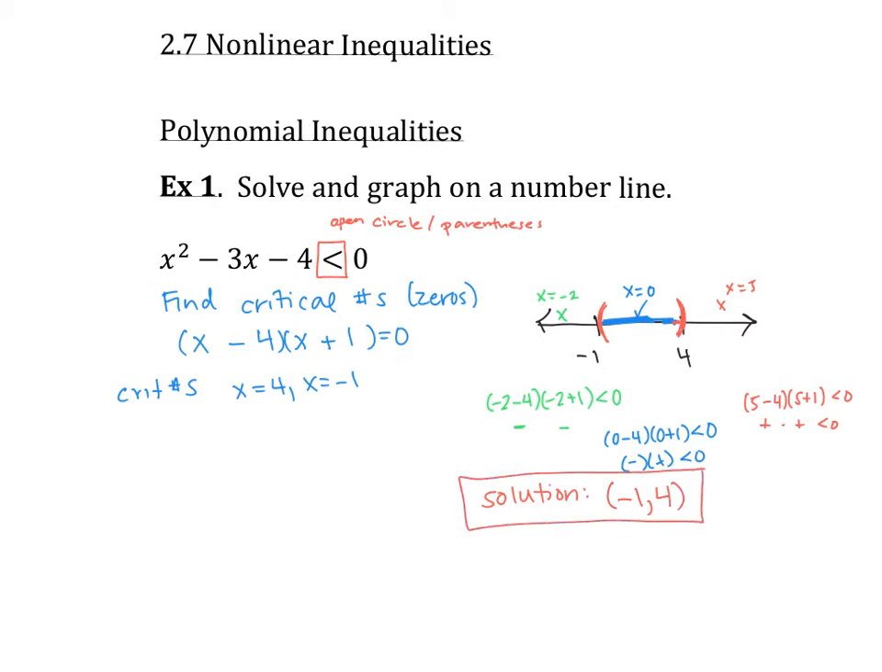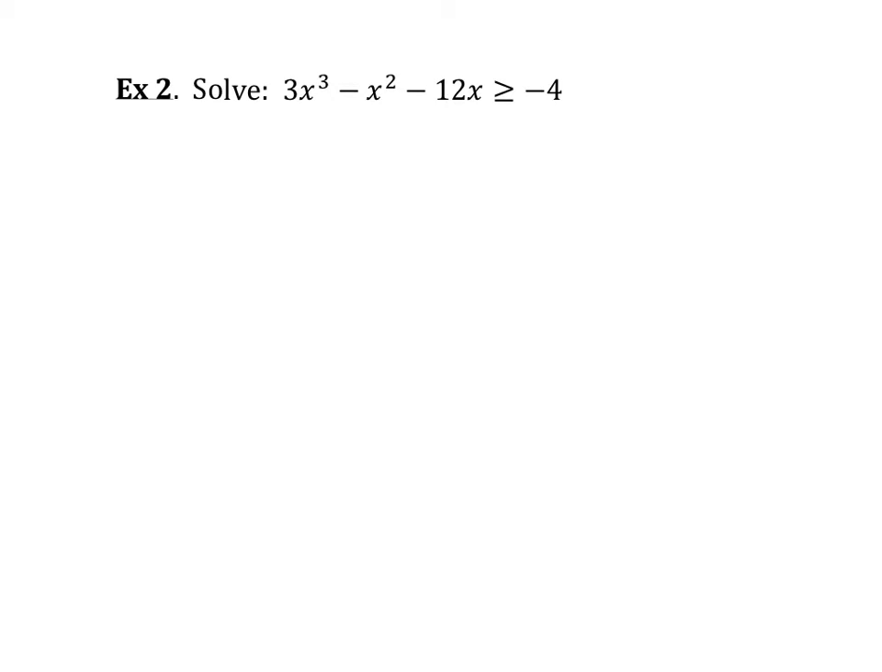Okay, for the next example, I'm going to solve 3x cubed minus x squared minus 12x is greater or equal to -4. I don't need to graph it on a number line. Sometimes people will still like to graph it on a number line because it's useful to them and it helps them imagine it, but it's not necessary.